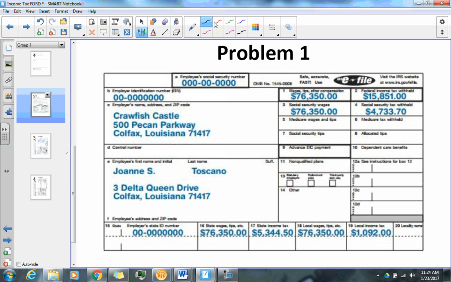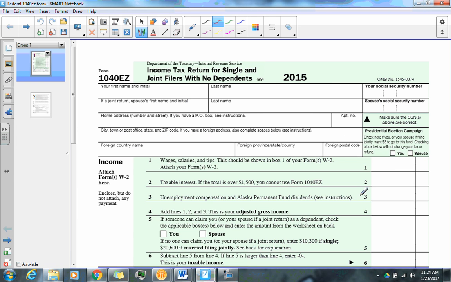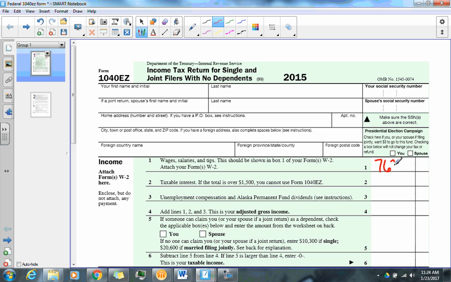So the first thing I want to look at is how much money you made. That was right here on the first line, 76,350. Now going to my 1040EZ, that's what I'm going to put here, 76,350. Okay.